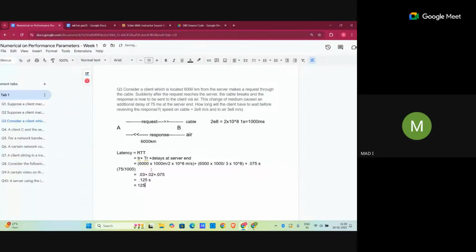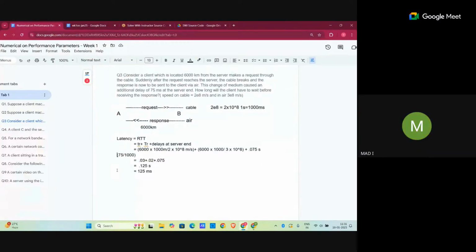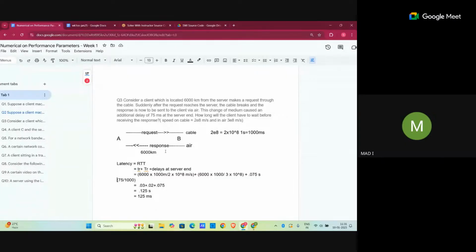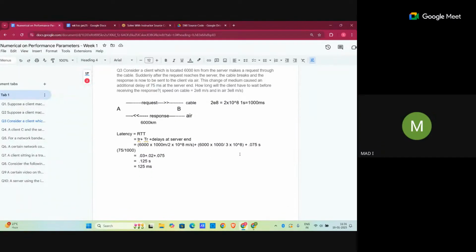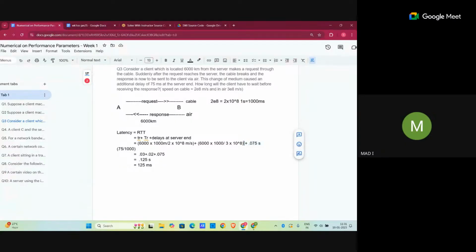Is it clear? So what is the time required for the client to receive the response? It will be equal to 125 milliseconds. Is it clear? This is an important problem because there is a change of medium, and also the delay was given in milliseconds. So be aware while solving such problems. Always take care of the units.